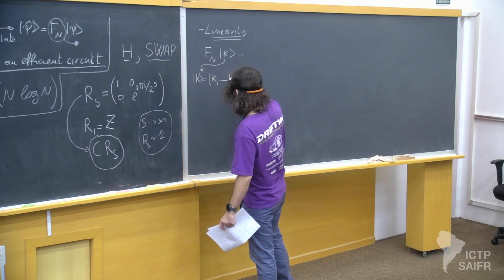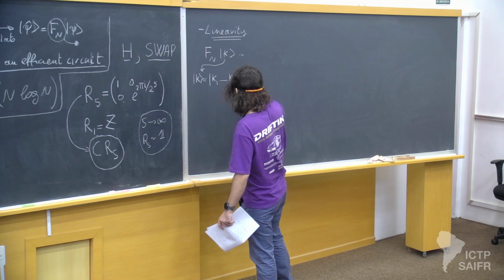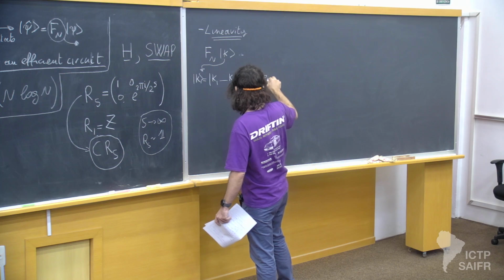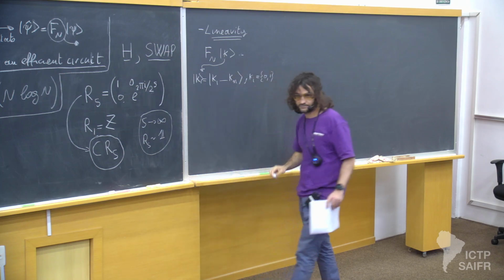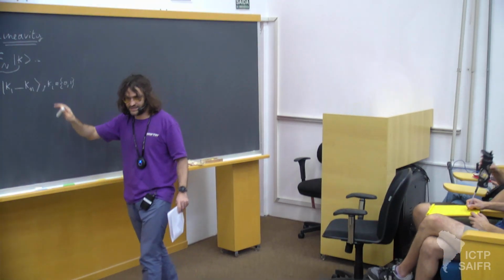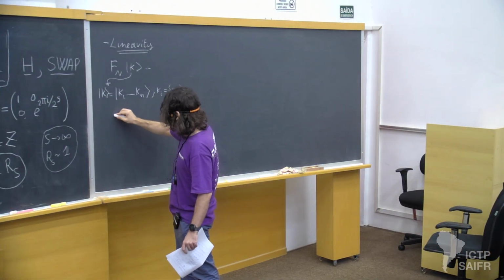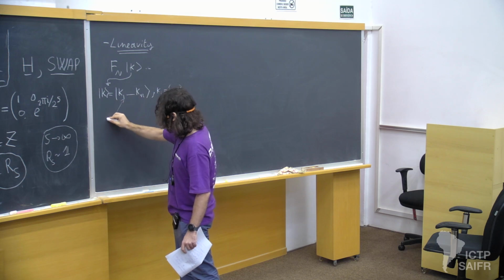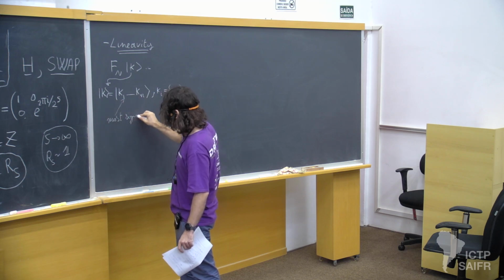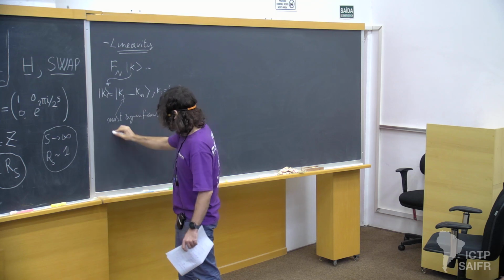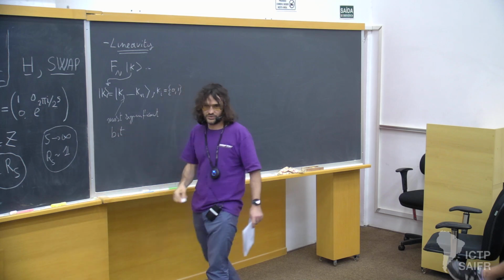K1, ..., Kn, with each Ki equal to 0 or 1. You can do this, and this is enough. By the way, remember, we will use a convention in which this one is the most significant bit, which means it's the largest.